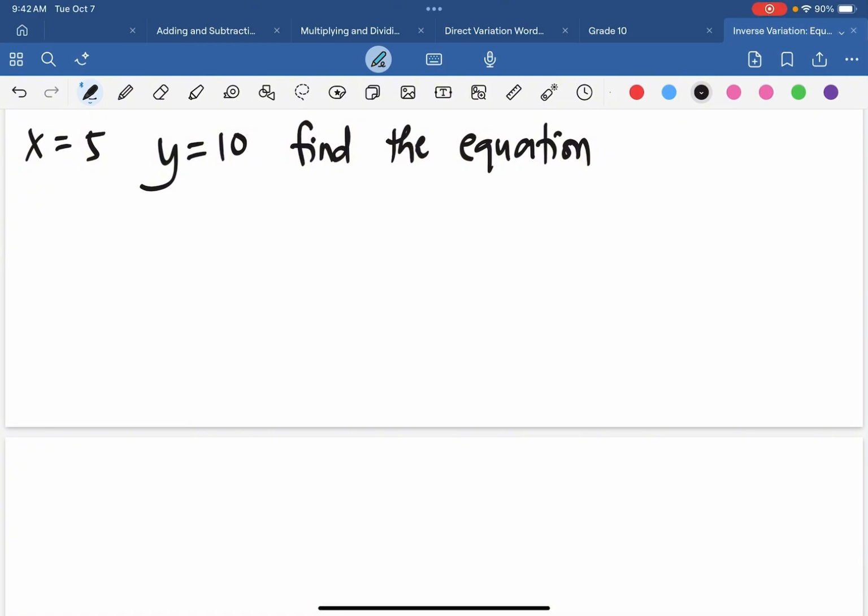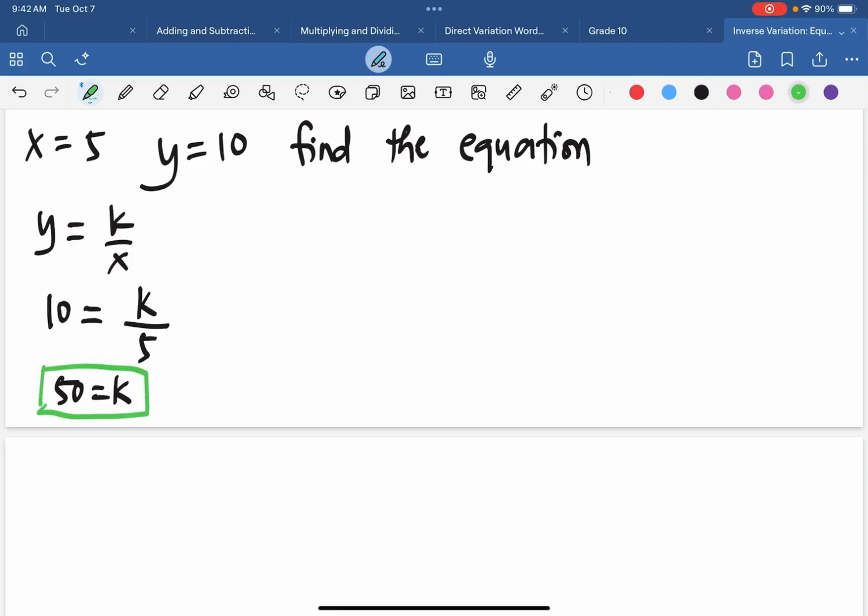So all you need to do is to use the form of y equals k over x. The value of y is 10 and the value of x is 5, and k is still missing. Again, cross multiply, so 10 times 5 is 50 equals k, or the constant. Based on our form, we could just substitute the value of k to this one. So y equals 50 over x, and this is our equation.